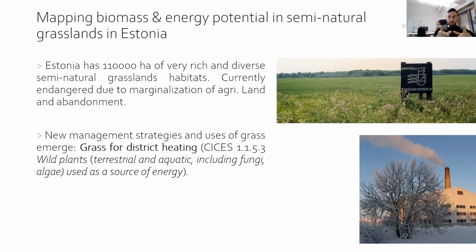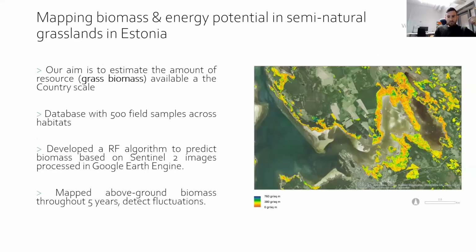And this is pointing directly at one ecosystem service, which is classified by CICES, which is the use of wild plants as a source of energy, in this case, the use of grass for district heating. So this basically means burning dry hay bales, right? So before getting into any further developments, we thought that we needed to map the amount of the resource that we are talking about at the national scale.